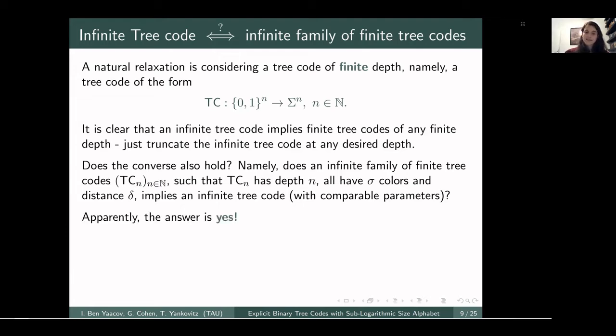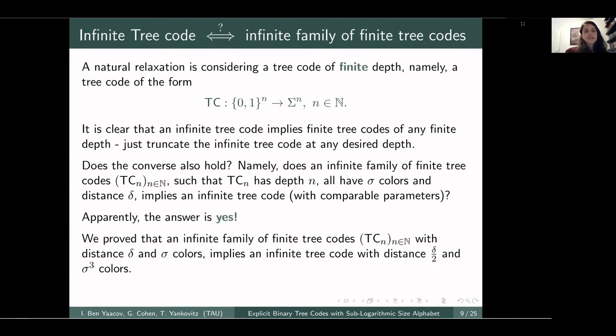Apparently, the answer is yes. As part of our work, we proved that an infinite family of finite tree codes with distance delta and sigma colors implies an infinite tree code with distance delta over 2 and sigma cubed colors. In fact, it's sufficient to have a tree code of depth 2 to the n for every positive integer n. Therefore, we can focus on constructing an infinite family of finite tree codes instead of a single infinite one.